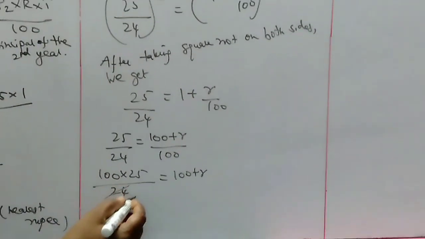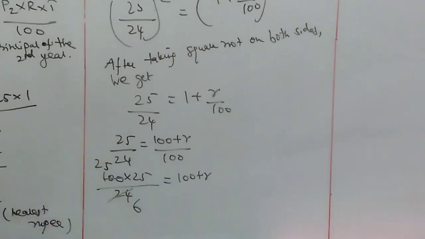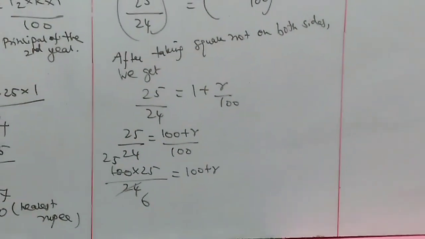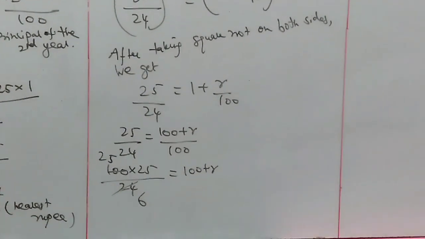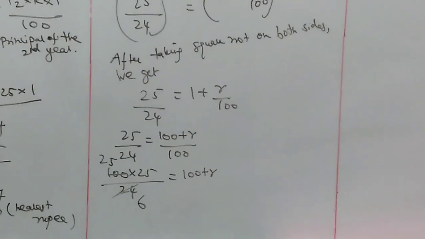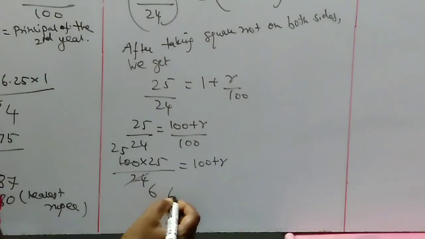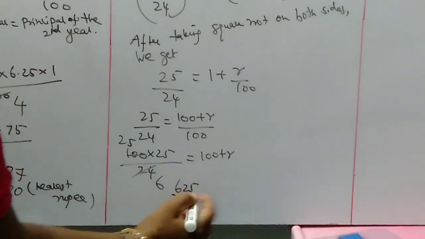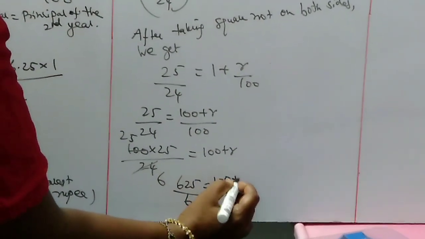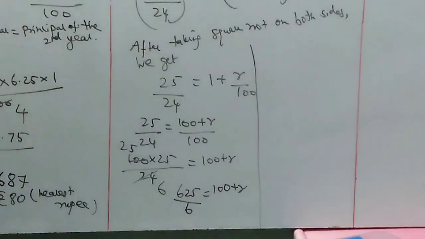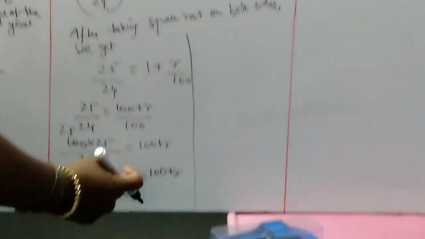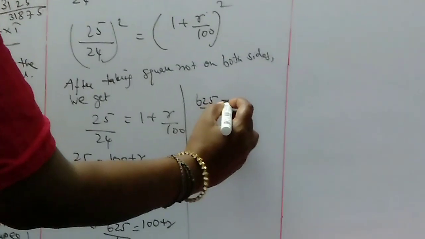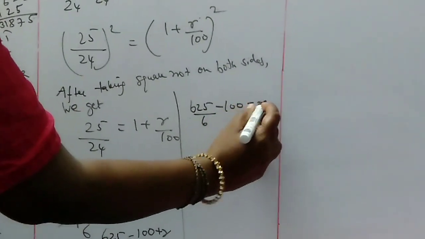By 4 table, if we cancel, this is 6 and this is 25. 25 into 25 is 625. So 625 by 6 equals 100 plus r. Here we are bringing that 100 to this side: 625 by 6 minus 100 equal to r.